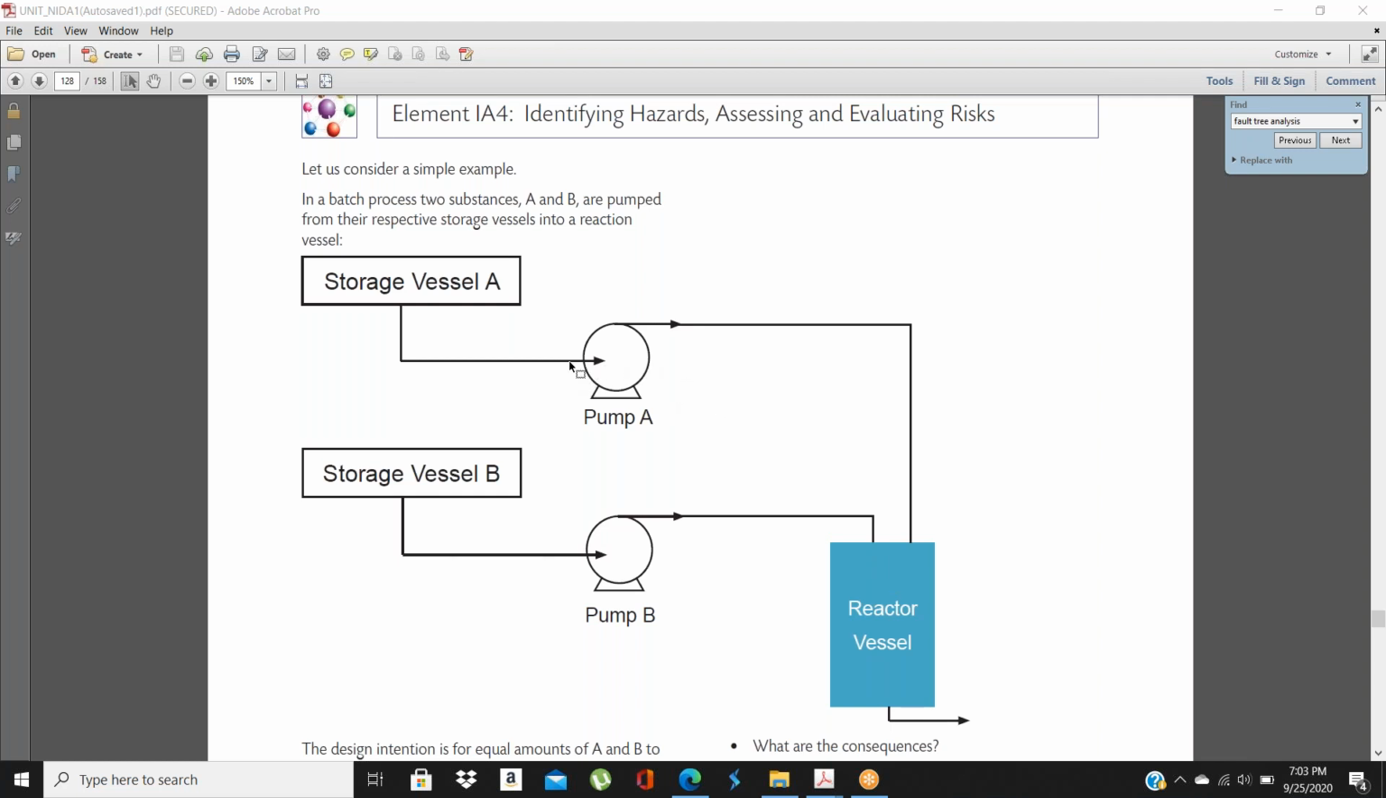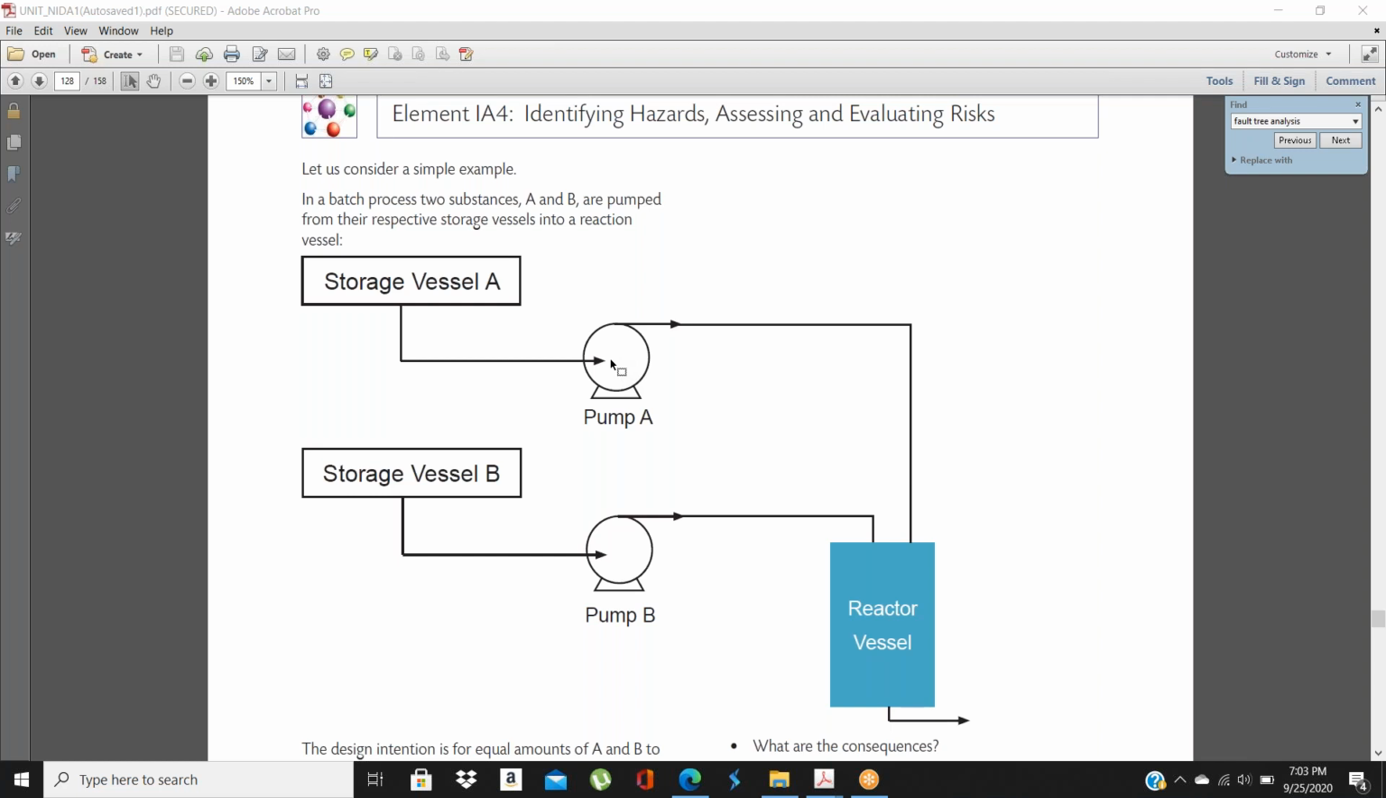Let's suppose here the flow rate of the pump, there is no flow in this system. System A, pump, no flow. So for the no flow, what are the causes? First, maybe this pipe is choked. Maybe one reason should be this one. Other reason, maybe the pump is not working.